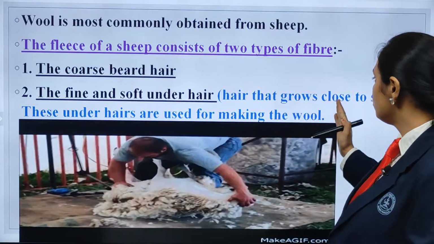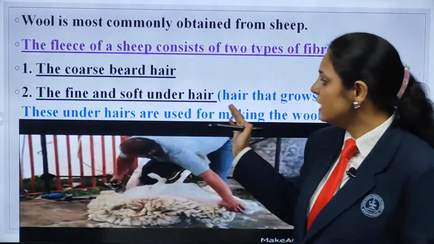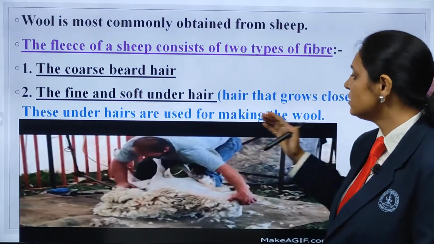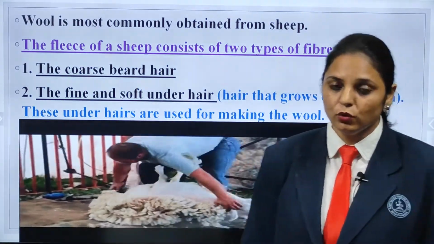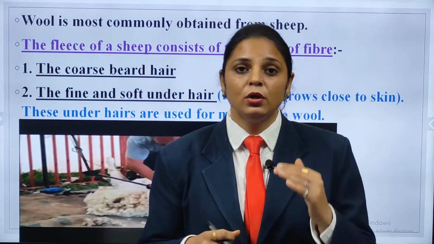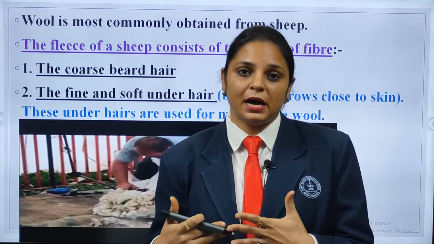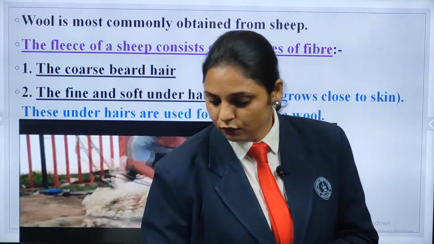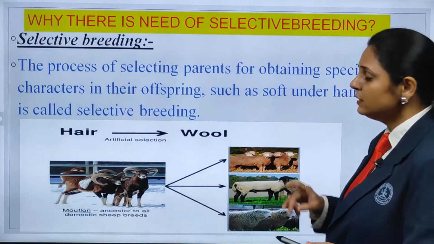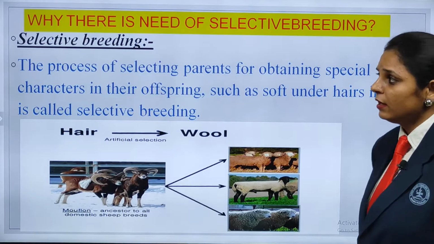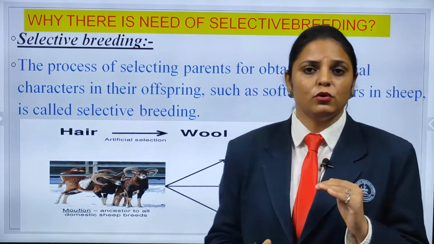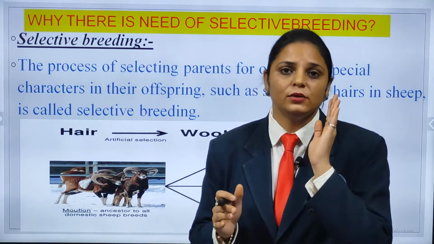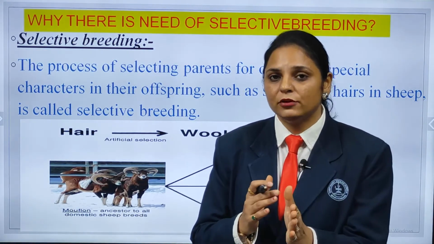The hair that grows close to the skin is the fine and soft, and these under hairs are used for making the wool. Note down which part of the hair among these two is used as wool. So why is there a need of selective breeding? I must ask you before going ahead, what is selective breeding? You don't know? Don't get confused, I will make it clear for you.